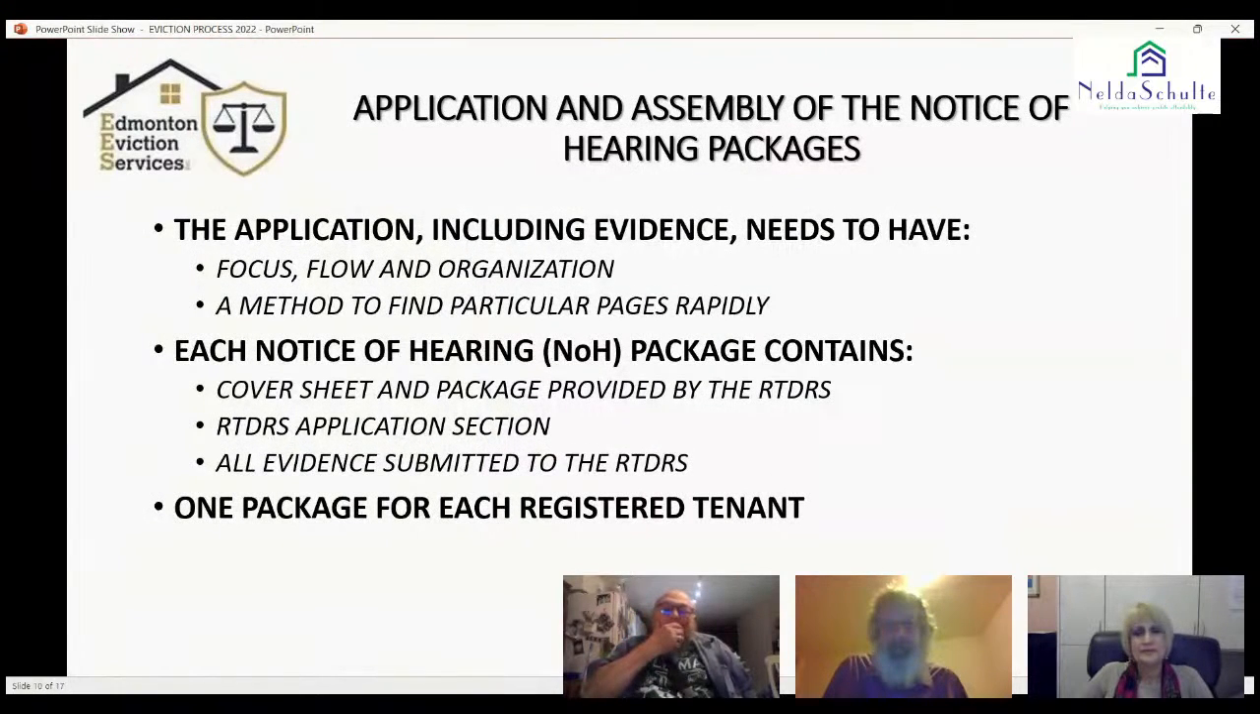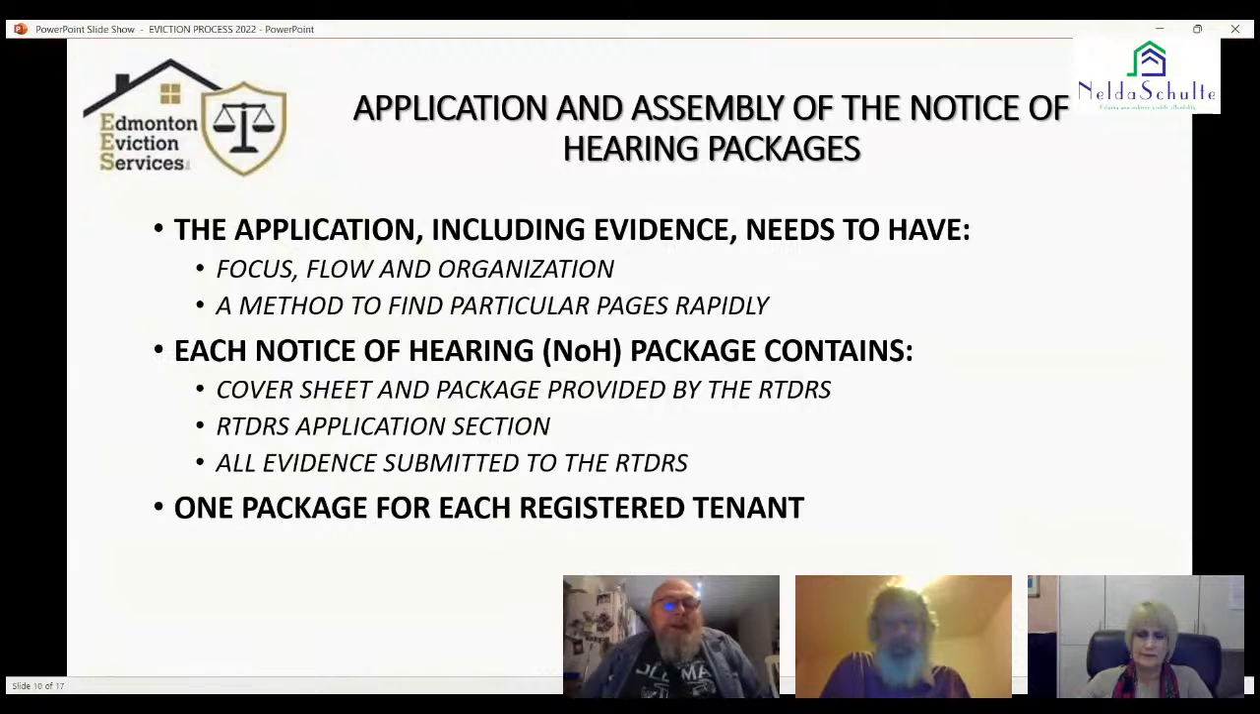So the application and summary of the notice of hearing. The application needs to have focus, flow, and organization. And that's the best way I can put it. And a method to find particular pages rapidly when you're in the hearing. So you have two chances to shine your side, and one is in the application itself, and the other when you're at the hearing. So to me, you need to be organized, have things in a manner that flows and brings focus to what you want the judge or adjudicator to know, to see, to understand.